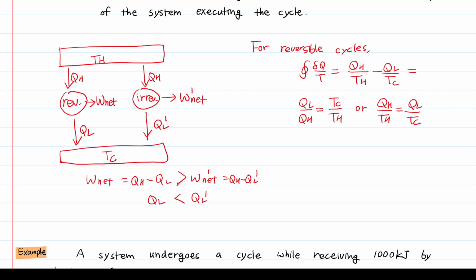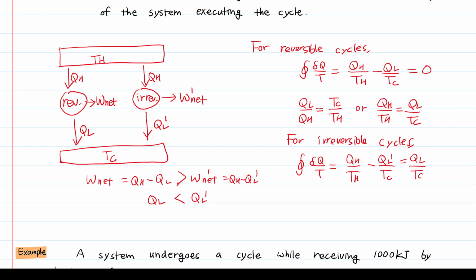So the cyclic integration becomes 0, and this is for the reversible cycle. And for the irreversible cycle, the cyclic integration of delta Q over T is QH over TH minus QL prime over TC. So QH over TH is QL over TC.